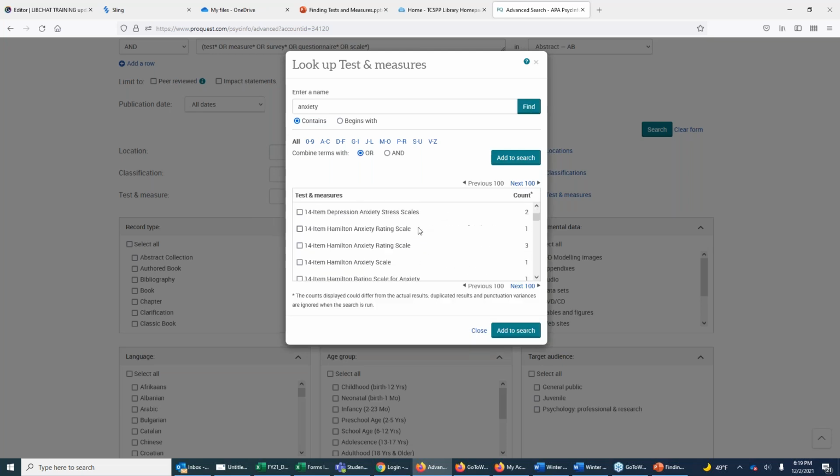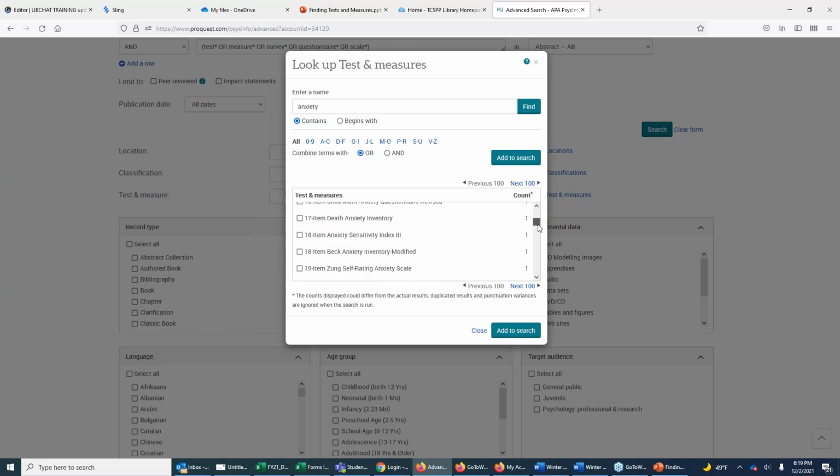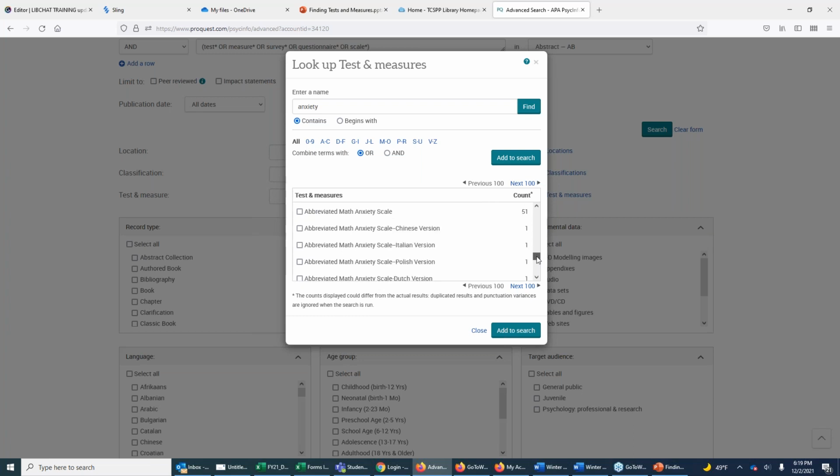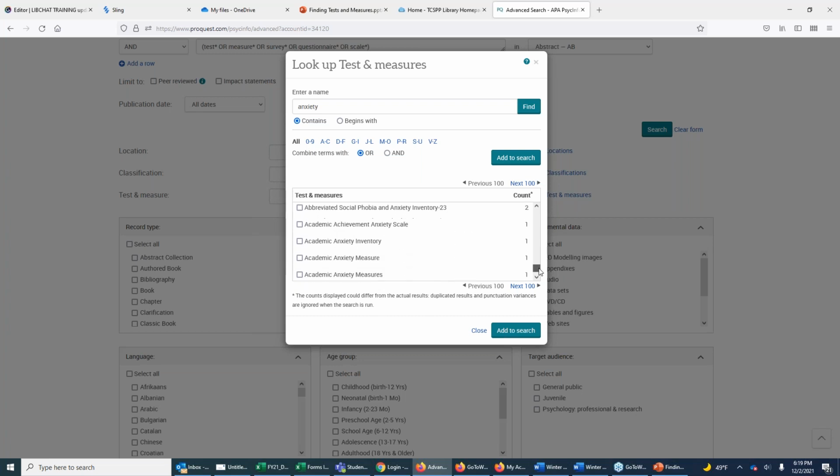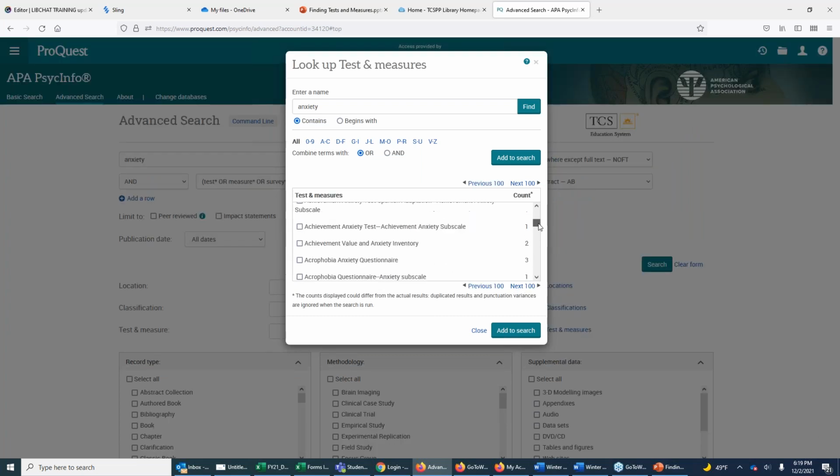And then here are all the tests and measures that have anxiety somewhere in the title. You'll notice too that it gives you a count for how many articles are in the database that use that particular test or measure. So you'll notice a lot of these are just in there one time. If you're looking for a test or measure for your dissertation, you probably want to look at tests or measures that are maybe used more than once, right? Because that might provide more reliability or validity for that particular test or measure. So that just kind of gives you an idea.